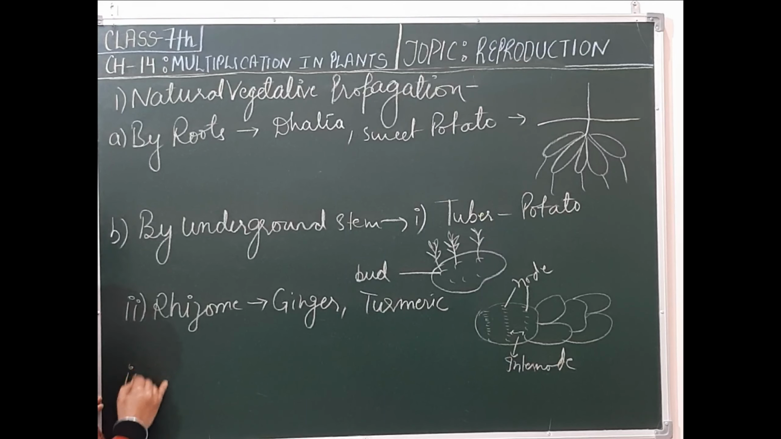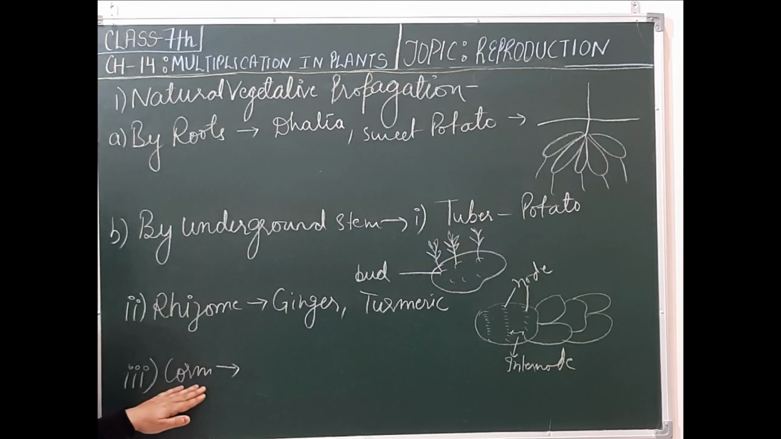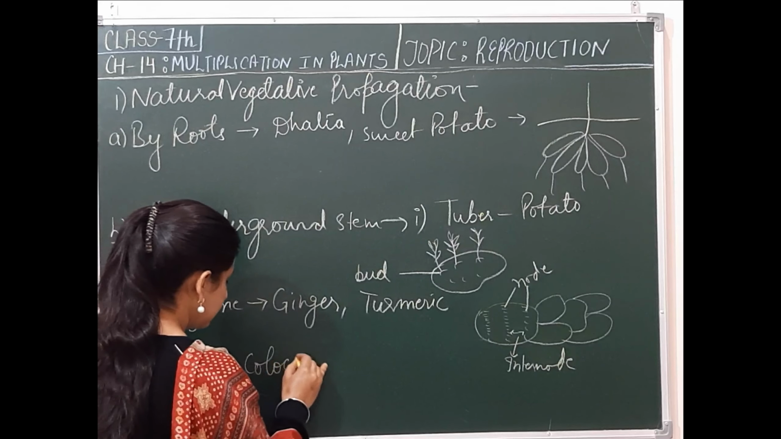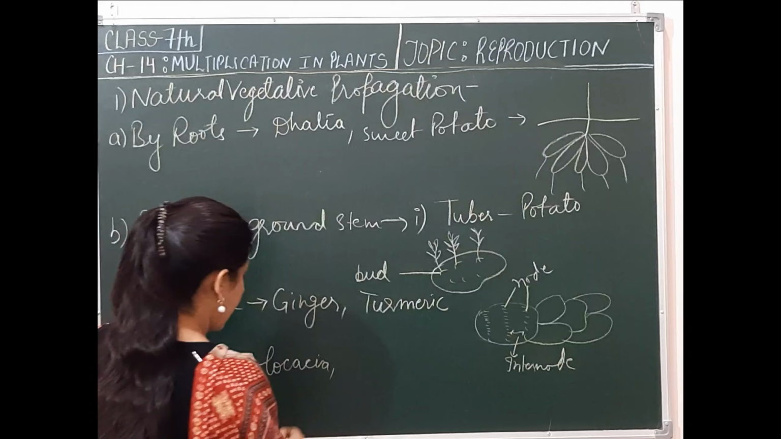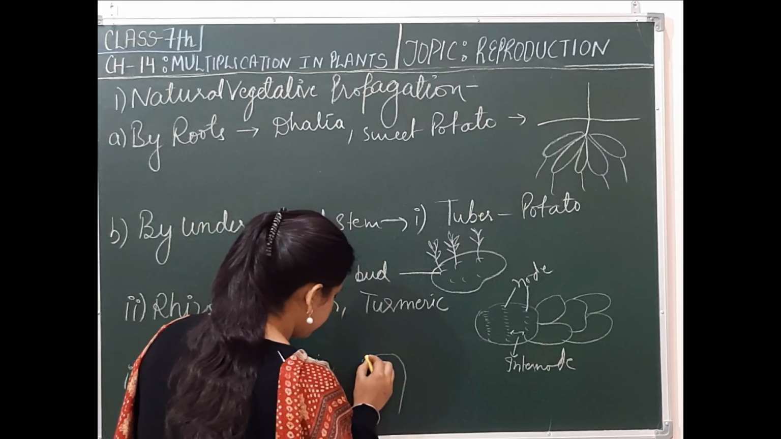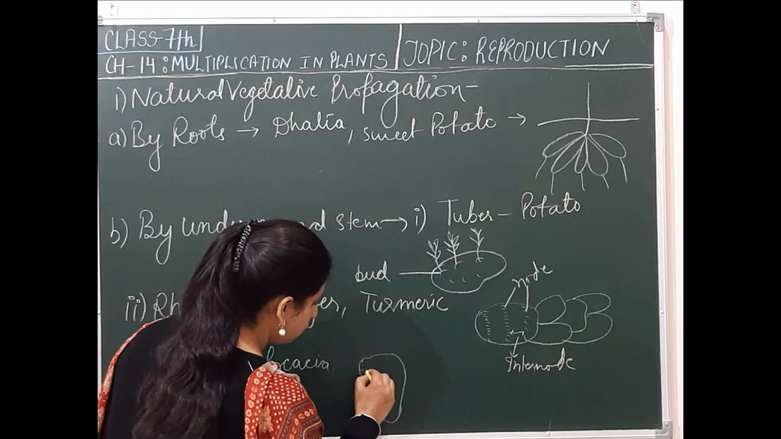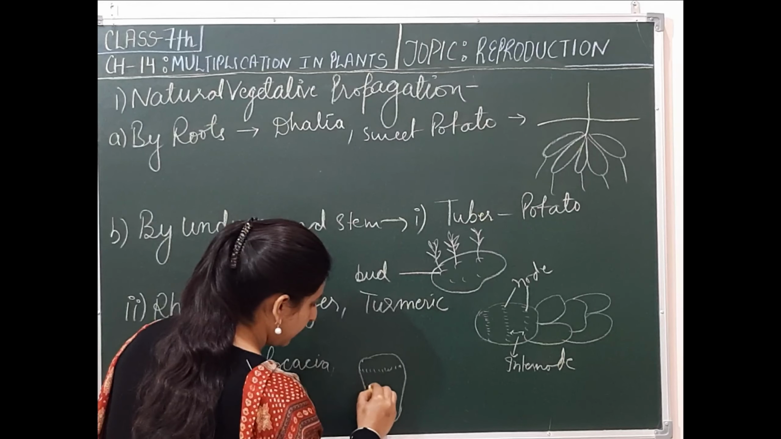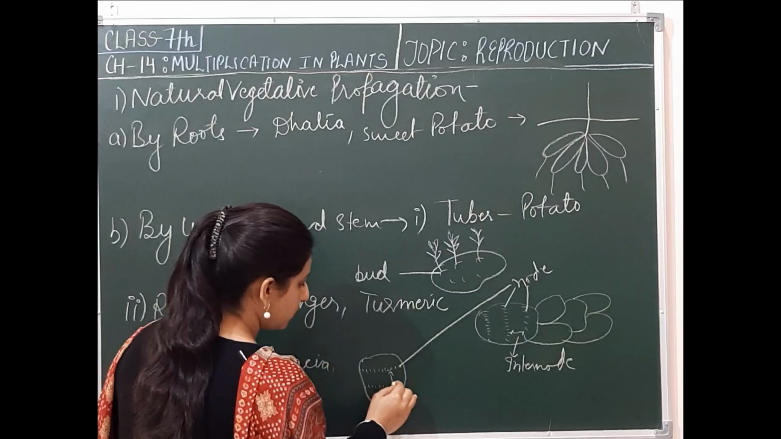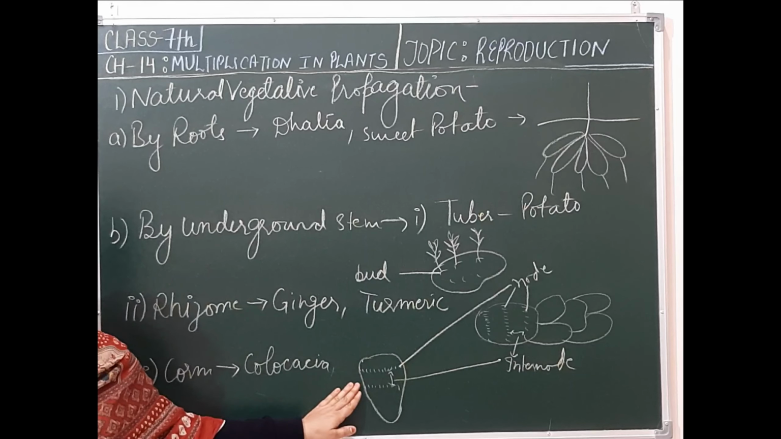The third one in it is the corm. And corm can be best exemplified with the help of colocasia and alocasia. If you look upon the structure of colocasia or alocasia, then corm has got this type of structure, and also it has these type of fine lines on it, and we know that these fine lines are nodes and the distance between them are the internodes. So from these again the new plantlets can arise.